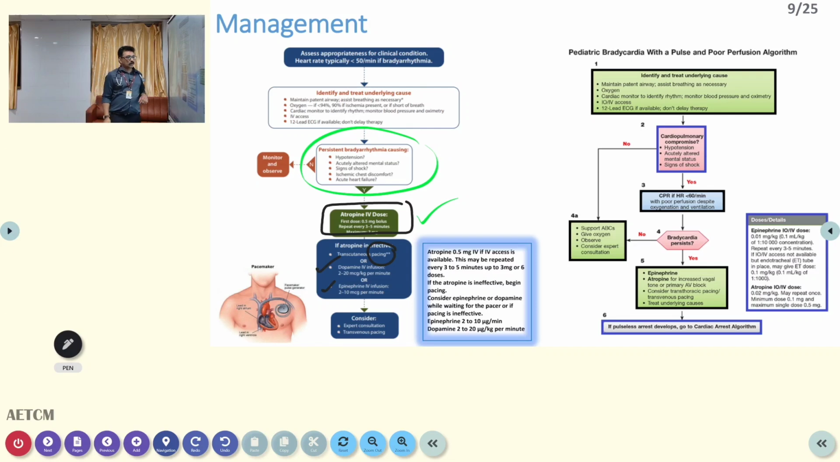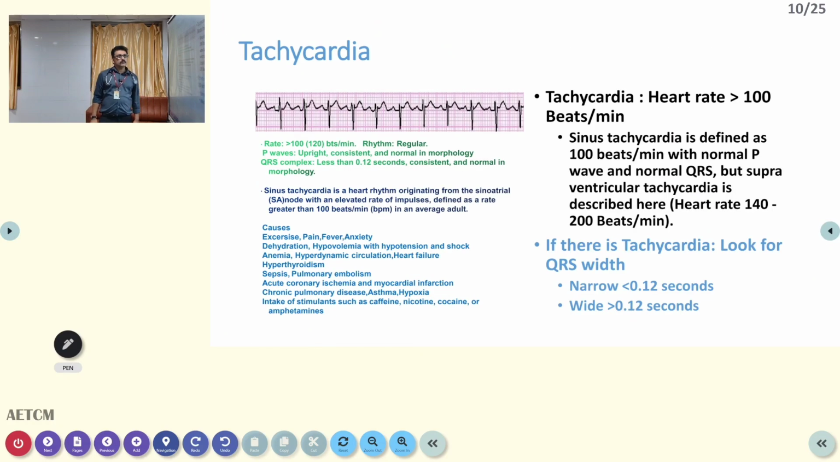So pacing is required. You can see here a permanent pacemaker is kept. A temporary pacemaker can also be tried in conditions like severe poisoning, drug overdose and all. We can try temporary pacing.